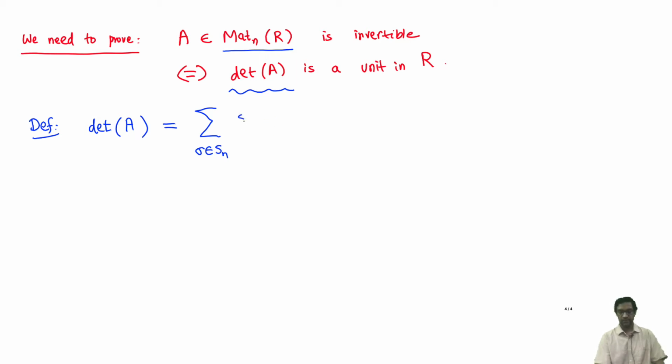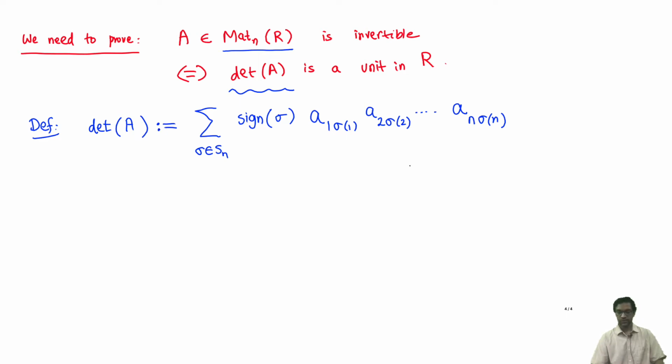Remember, we have the sign of a permutation, which is +1 if it's an even permutation and -1 if it's an odd permutation. So I take the sign of sigma, and then a_{1,sigma(1)}: first row, sigma(1)th column, then the element in the second row, sigma(2)th column, and so on. So I take this product up to a_{n,sigma(n)}, and sum over all sigma in Sn. This is the usual definition of the determinant in terms of the expansion along rows and so on.